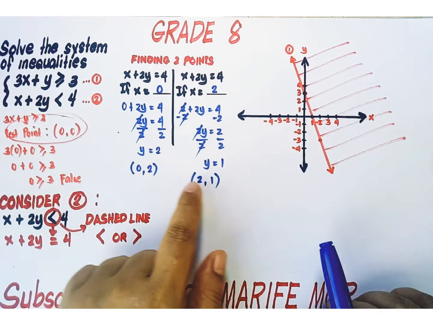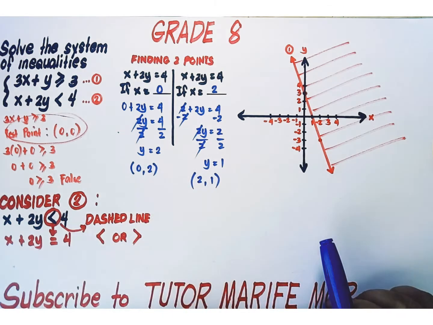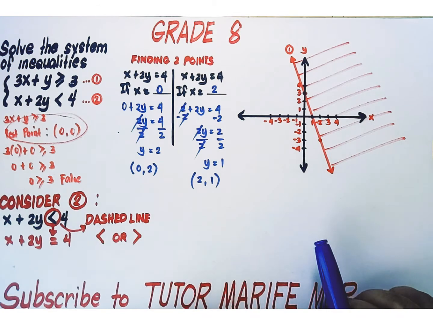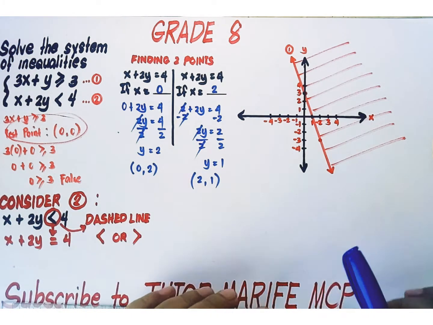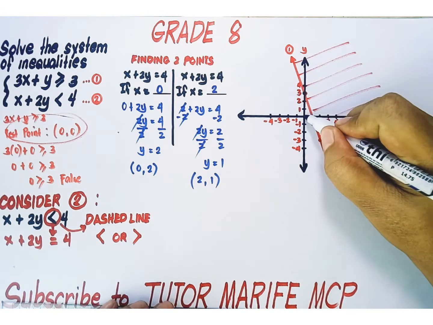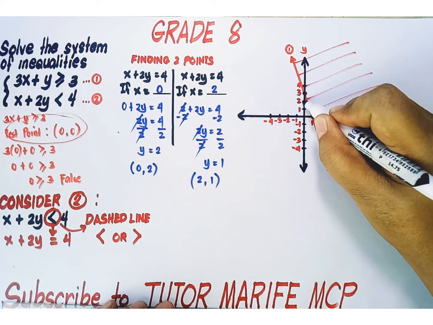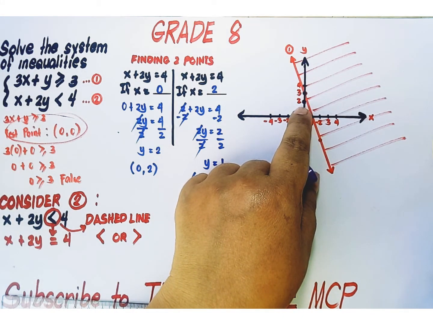After finding 2 points, we're now ready to plot them and sketch the boundary line. Remember that our boundary line is a dashed line. Okay, so let's plot the first point. We have x equals 0 and y equals 2. X equals 0, y equals positive 2. This is the first point.